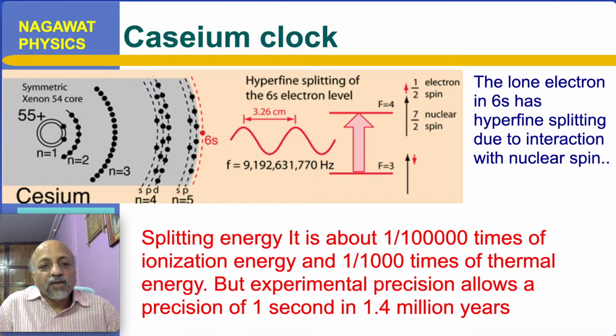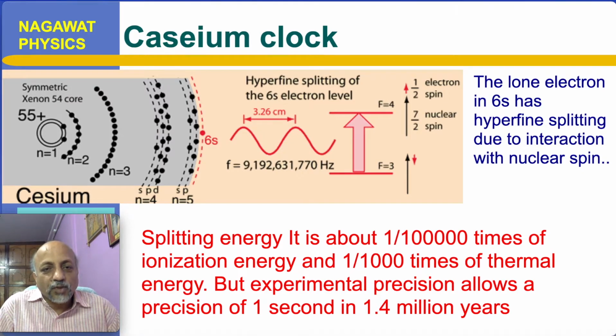Later on, we could further improve and get a new standard for time based on the cesium clock. Cesium, and we will later understand the atomic spectra and the splitting in the atomic spectra. The cesium has one electron in its outermost orbital 6s, and this lone electron of 6s undergoes splitting of energy levels because of its interaction with the nuclear spin, and that's very important. Due to this interaction with the nuclear spin, the two energy levels differ by a certain amount, which can be converted into frequency.